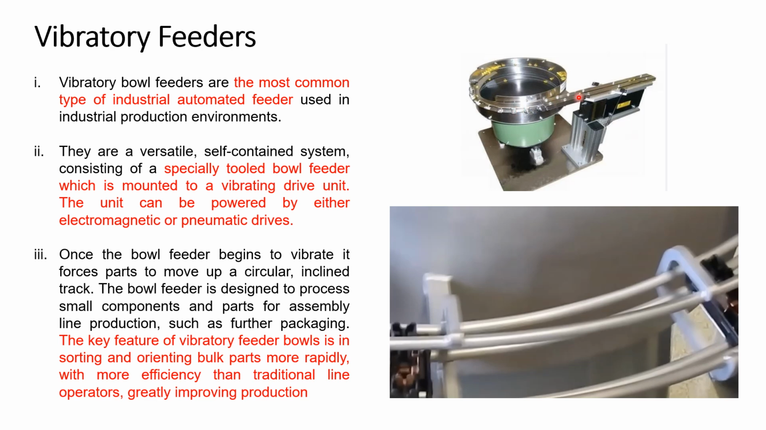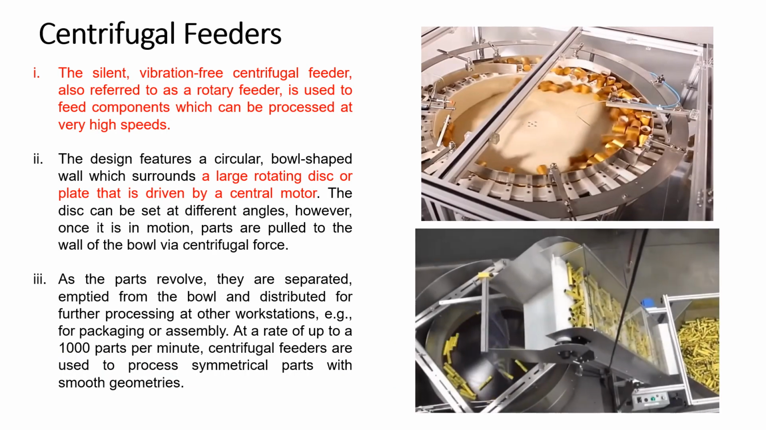Whenever there is a huge automation where the cycle time is very crucial, in these applications feeders play a very crucial role. So this is a vibratory feeder. Now let's check another type of feeder, which is the centrifugal feeder.